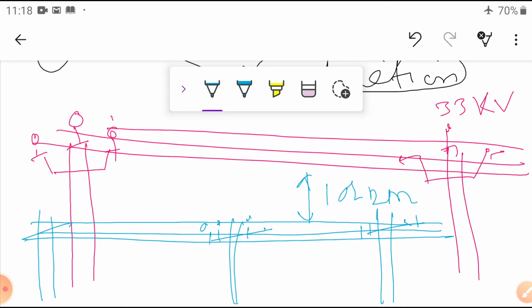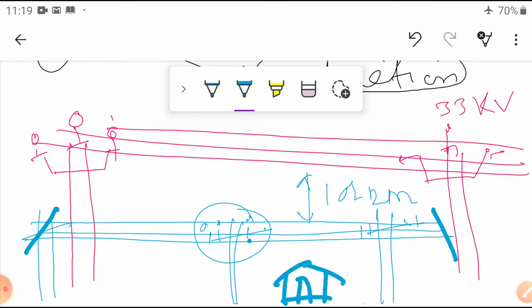Then what happens? If I want to do work nearby this pole, what to do? I have to switch off the supply here. Now, here is a house that requires a new connection, and you want to give the supply here. So you switched off the supply at the AB switch at the DTR, and here also isolated at the junction. Now there is no power in the line.